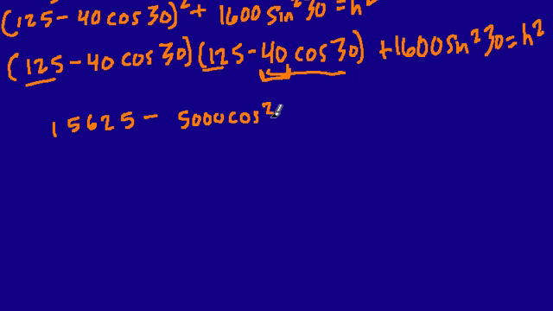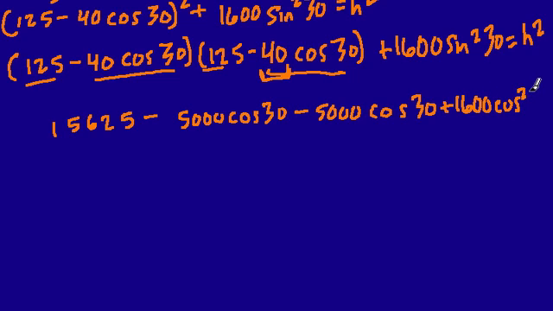Cosine of 30. And that's going to happen again here because now I'm going to distribute this. So now we're distributing negative 40 cosine of 30. Well, that times 125 is going to be, we're subtracting again, 5,000 cosine of 30. And then lastly, we have plus 1,600 cosine squared of 30. That was just 40 cosine of 30 times itself, negative 40 cosine of 30. And that's positive 1,600 cosine squared of 30. And, wow, I ran out of room. That plus this 1,600 sine squared of 30.